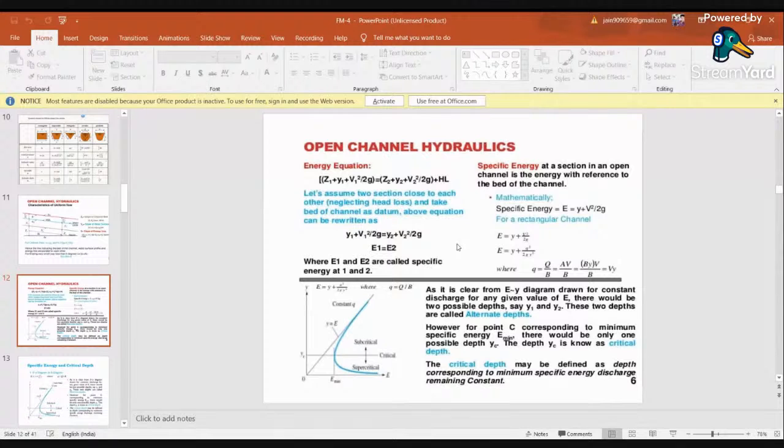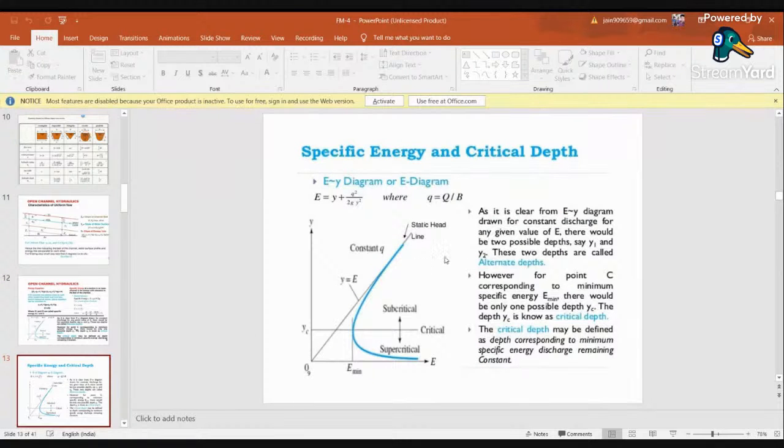So this is the final equation, the specific energy equation, by means of which you can calculate specific energy at any section. That is either E equals y plus v square by 2g, or it can change the form of this equation to E equals y plus q square by 2g y square. Okay. Then we'll move on to the specific energy and the critical energy.